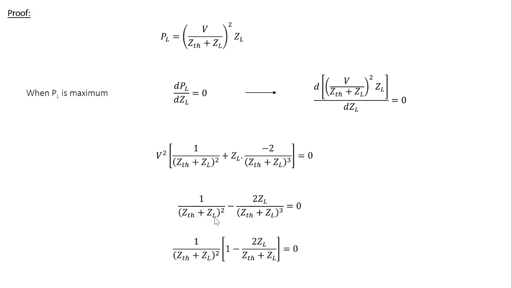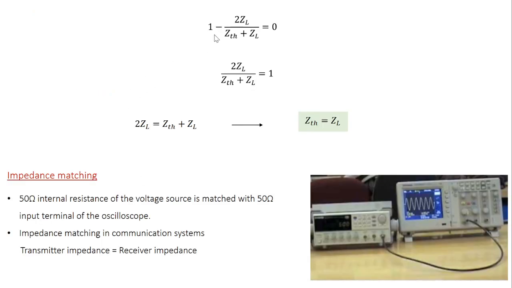So you have 1 divided by ZTH plus ZL whole square, minus 2 ZL divided by ZTH plus ZL whole cube. 1 divided by ZTH plus ZL whole square is a common factor. Take it outside, then inside the bracket you have 1 minus 2 ZL divided by ZTH plus ZL equals 0. This factor you can take to the right hand side, it becomes 0. So your equation simplifies to 1 minus 2ZL divided by ZTH plus ZL equals 0. Take this term to the right hand side, you have 2ZL divided by ZTH plus ZL equals 1. Take this denominator to the right hand side, you have 2ZL equals ZTH plus ZL, or ZTH equals ZL. Hence the theorem is true.